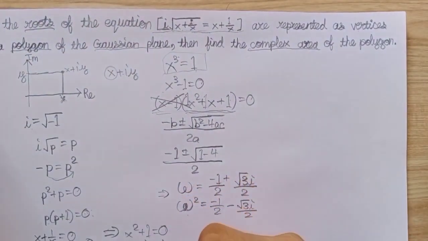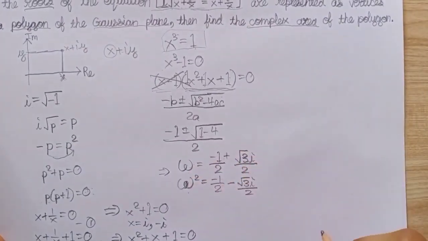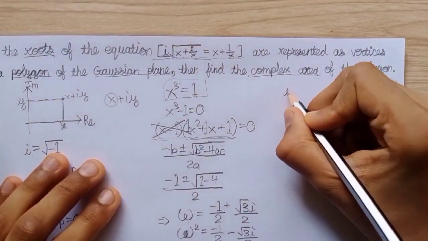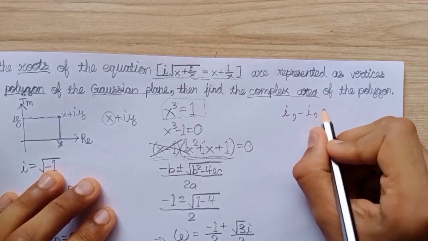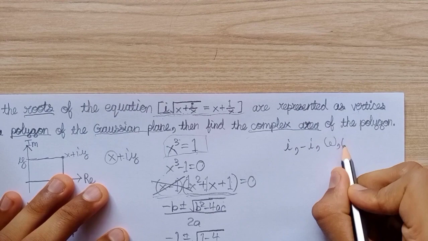We have i, minus i, omega, and omega squared. Let's write them down here: i, minus i, omega, and omega squared.